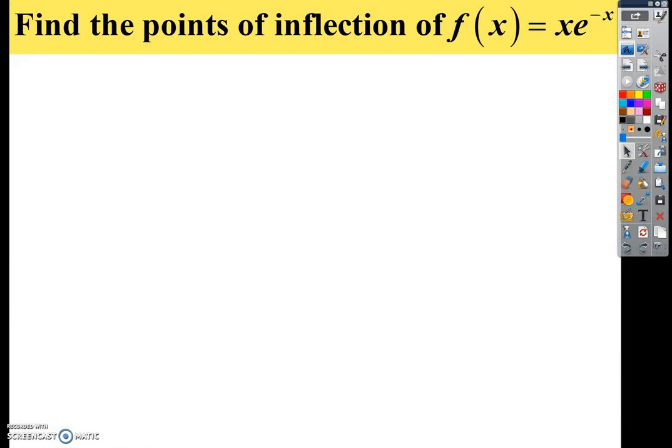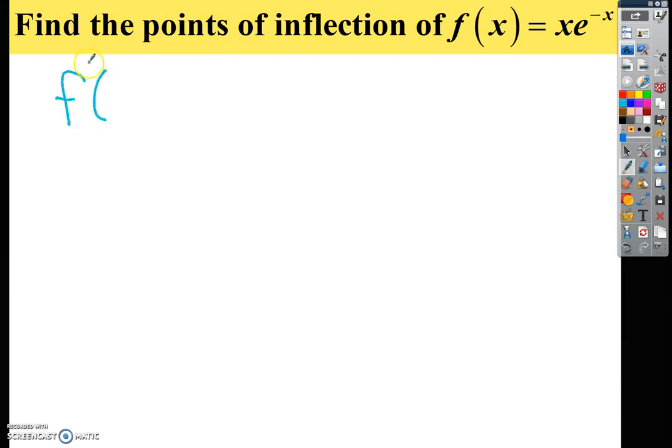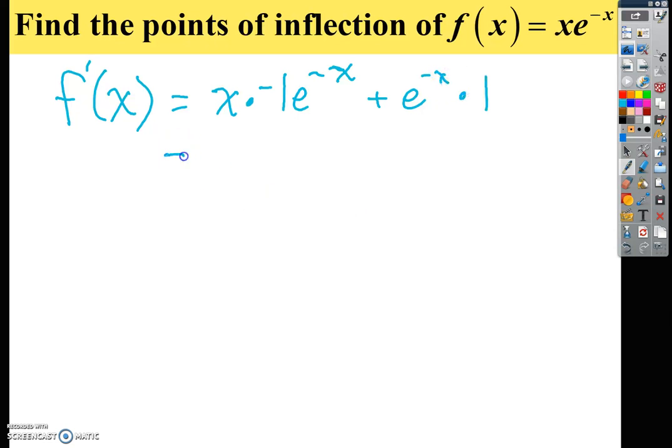So now we want to find the points of inflection, which means we want to find the second derivative and set it equal to 0 for possible points of inflection. And so f prime of x is equal to the first times the derivative of the second plus the second times the derivative of the first. Clean it up just a little bit. Negative x e to the negative x plus e to the negative x is f prime of x.